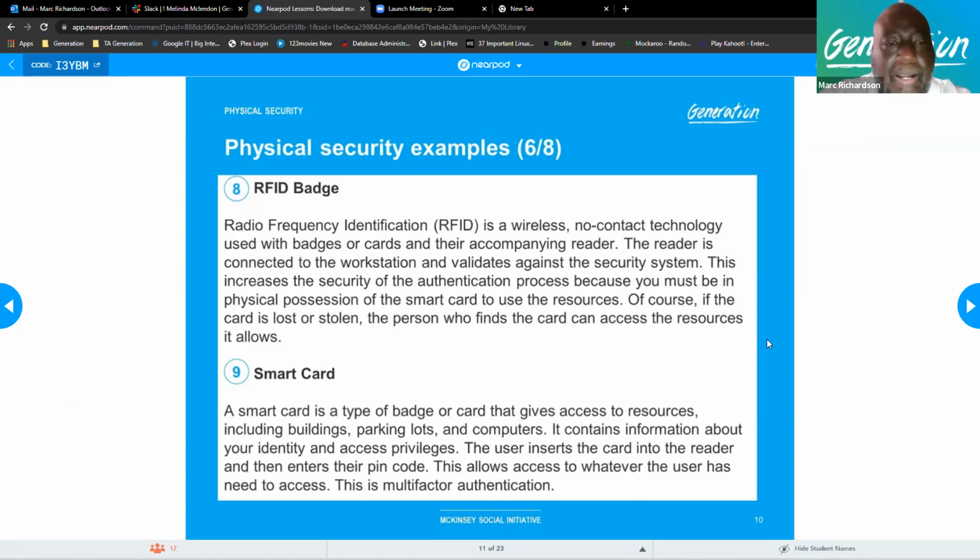Right? Smart card. Smart card is a type of badge or card that gives access to resources, including buildings, parking lots, and computers. It contains information about your identity and access privileges. The user inserts the card into the reader and then enters their PIN code. This allows access to whatever the user has need to access. This is multi-factor authentication. Can someone tell me why this would be considered multi-factor authentication?